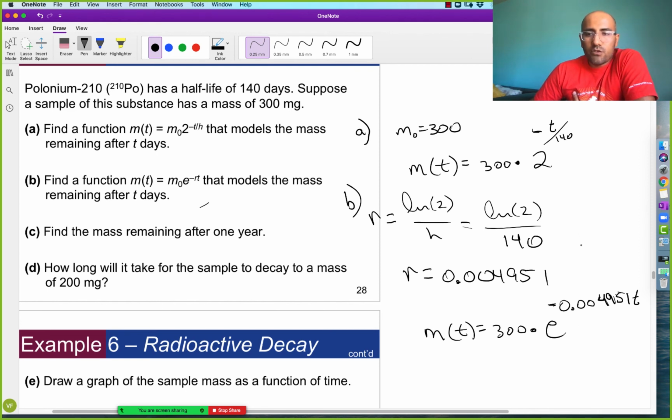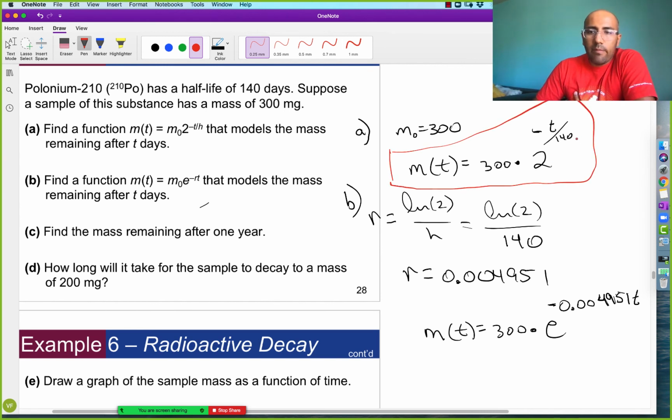So both of these two equations should give me the same output for the same input. So if I let t equal 3 and I plug it in here, that'll tell me how much of the original 300 milligrams of this substance should remain after 3 days. Plug a 3 in here, we'll get an answer. Plug a 3 in here, we'll get the exact same answer, right? This equation equals that equation. Two ways of describing the same thing.